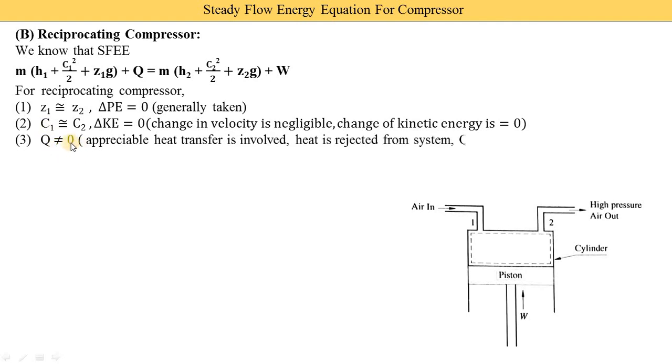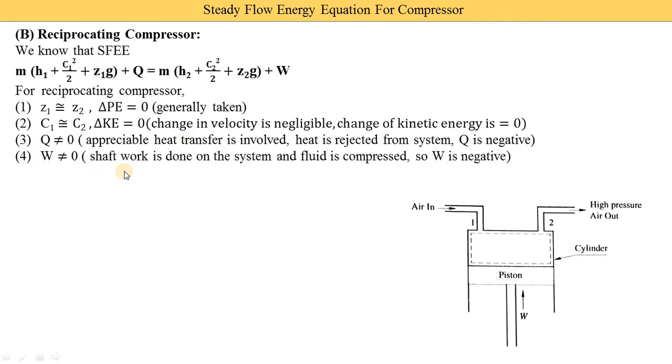Q does not equal 0, meaning appreciable heat transfer is involved. Heat is rejected from the system and Q is negative. So in the reciprocating compressor, we consider that Q amount of heat is transferred to the surroundings, meaning it is rejected. So we do not consider Q equal to 0. Work done does not equal 0. Shaft work is done on the system and the fluid is compressed. So W is negative. Why is W negative? We supplied the work, same as earlier.